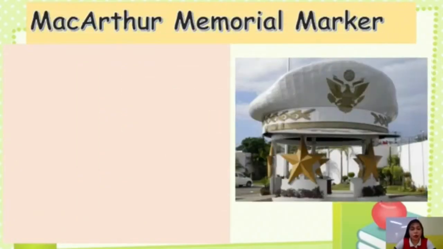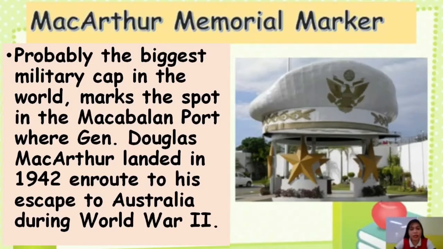So in Cagayan de Oro, we have the MacArthur Memorial Marker. This one is located at the edge of Cagayan de Oro Port. The monument commemorates two historical events. Probably this one is the biggest military camp in the world and marks the spot in the Macabalan port where General Douglas MacArthur landed in 1942 en route to his escape to Australia during World War II. And the big 5 golden stars supporting the cap represents the rank of the general.